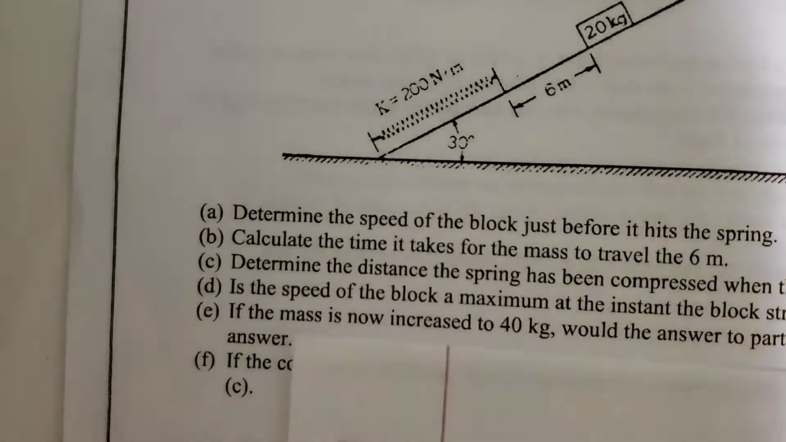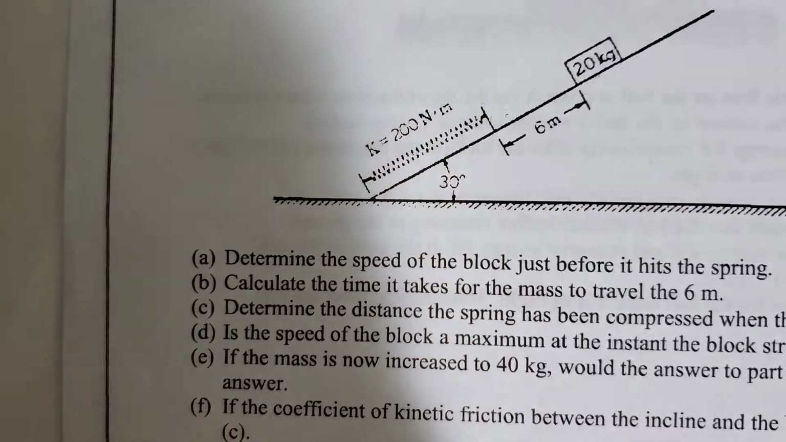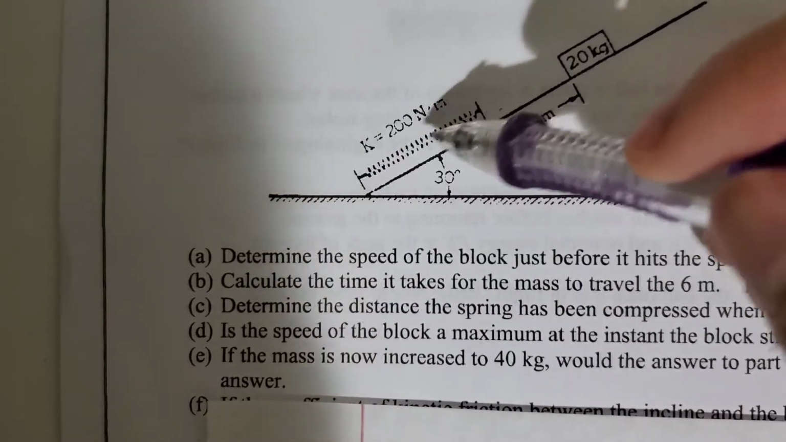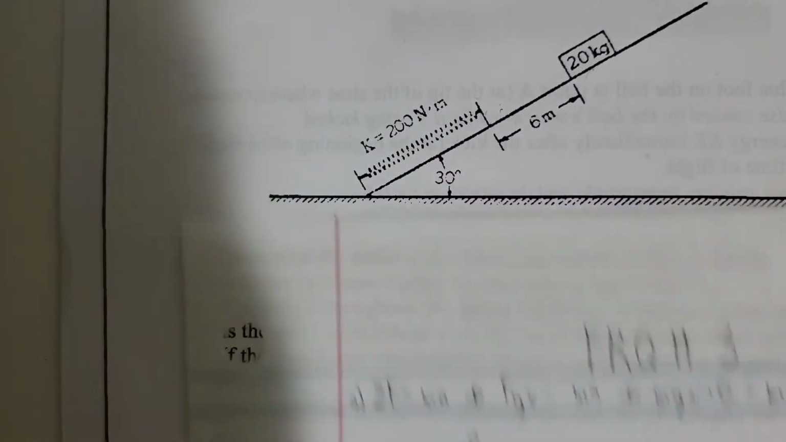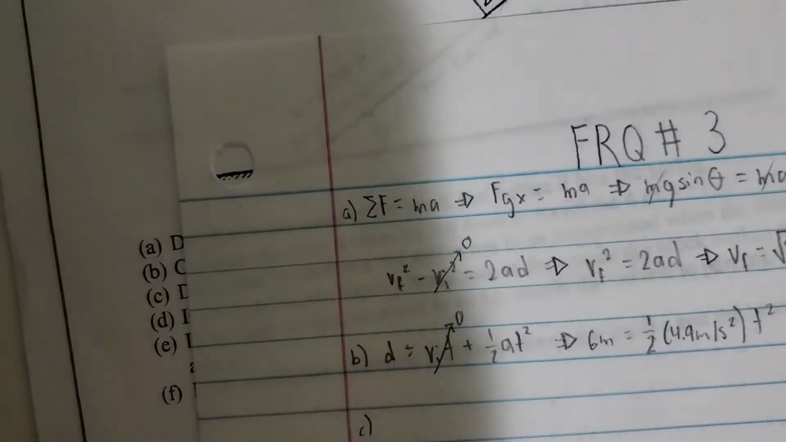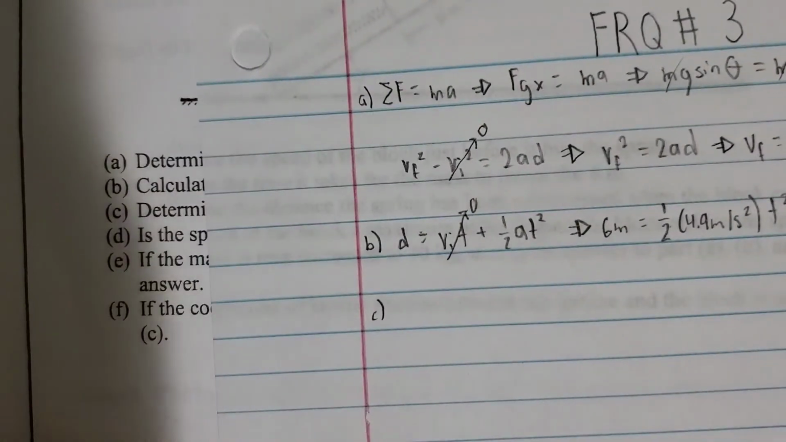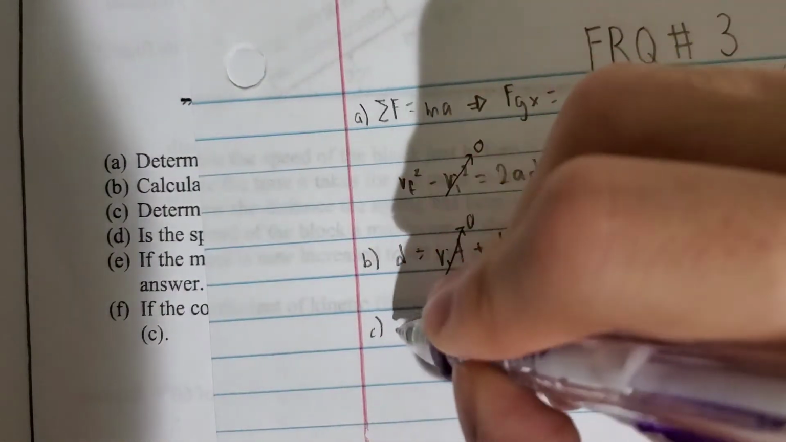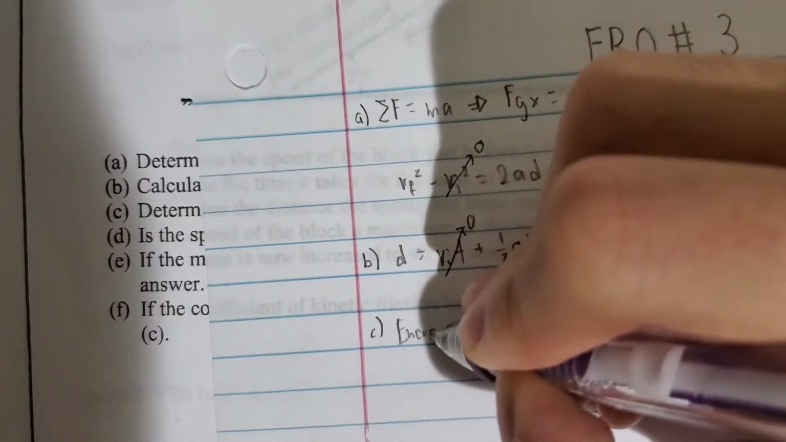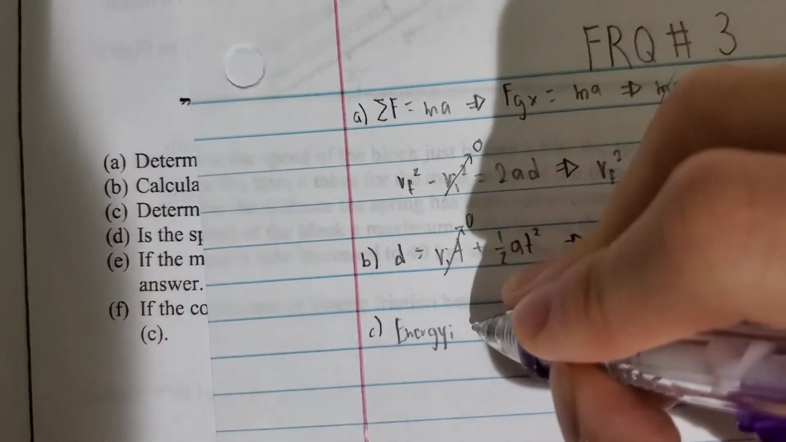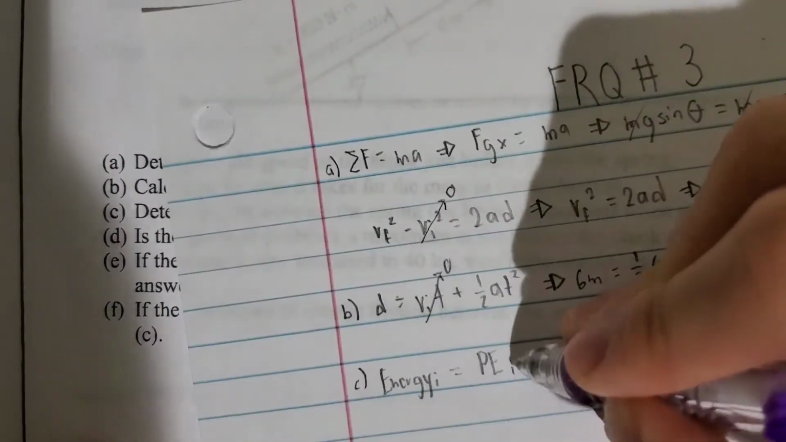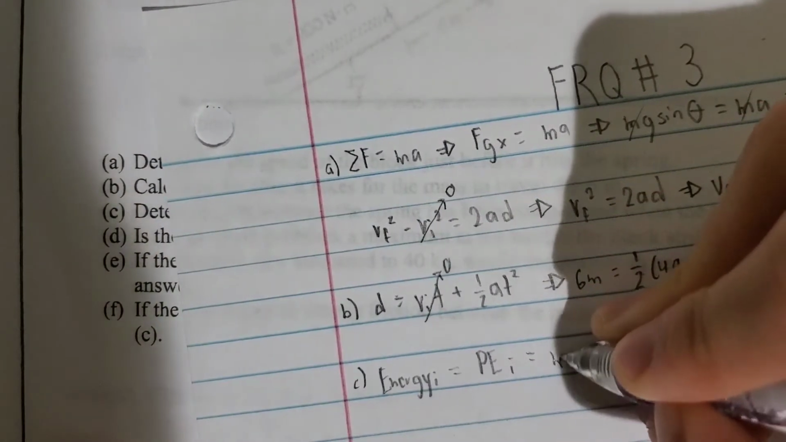Part C wants us to determine the distance the spring has compressed when the block comes to rest. So essentially how much the spring will compress before it starts going back up. To do this, we need to know our potential energies, because those are essentially our total energies from each point. So the total energy initially is going to be equal to your potential energy initially, because that's all you have at this point, and that's going to be mghi.